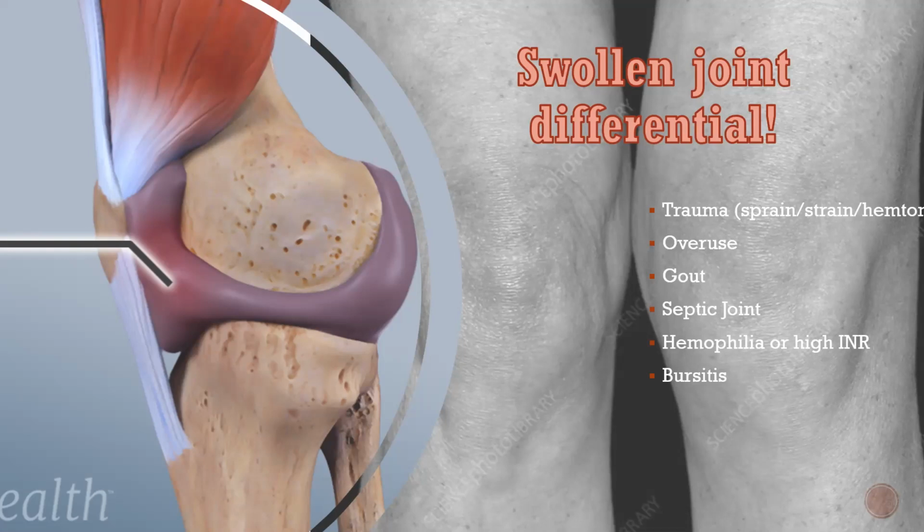And then, of course, you need to consider hematomas with hemophiliacs or people who have really high INRs and spontaneous bleeding. And then, of course, you always need to consider bursitis. Bursitis versus an actual swollen joint are going to look a little bit different, and it's important that you make that distinction.